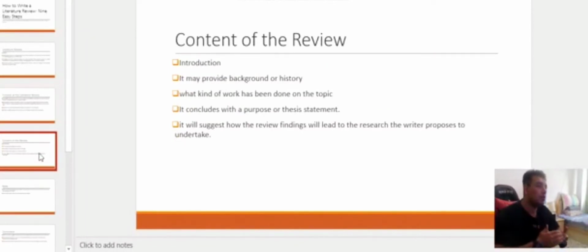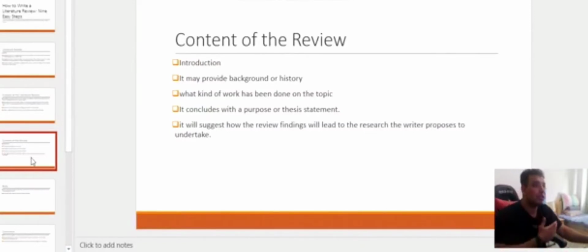The literature review is based on an introduction. It may provide background or history and what kind of work has been done on the topic. As I said, it concludes with the purpose or thesis statement. It will suggest how the review findings will lead to the research the writer proposes to undertake.